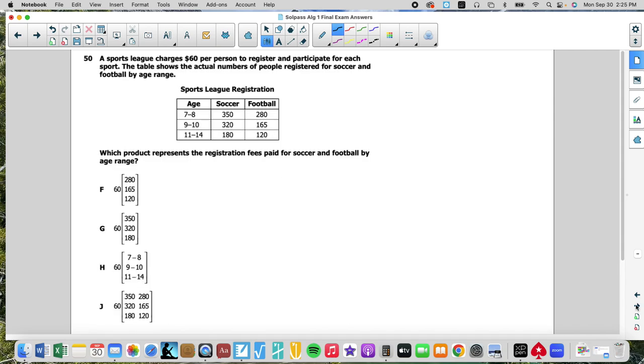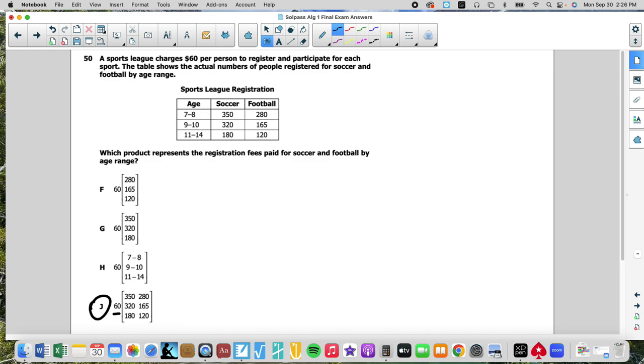And last but not least, a sports league charges $60 per person to register and participate. For each sport, the table shows the actual number of people registered for soccer and football by age range. Which product represents the registration fee paid for soccer and football by age range? $350, $280, $320. That's going to be J. And this is a matrix C. When we have a number outside of the matrix C, we distribute it in. So 50 is J.